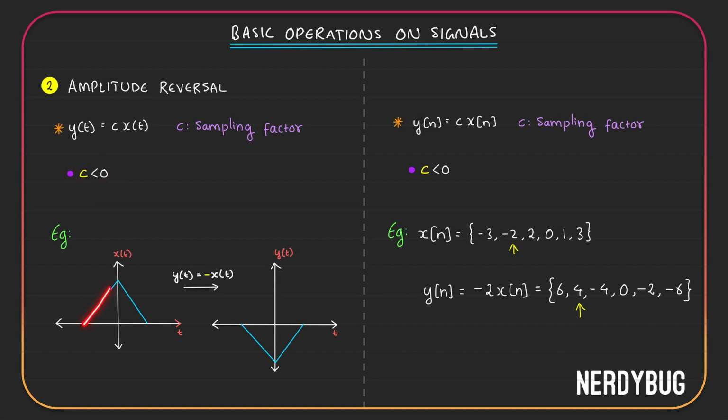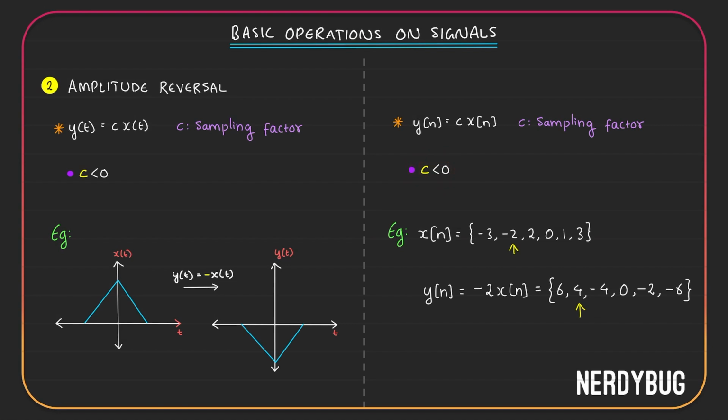For example, let's say I have an x of t that looks like this, a triangular signal. My c is -1. I get this. It is reversed. The same thing happens in a discrete time signal also. Y of n is c x of n, but here c is less than 0.